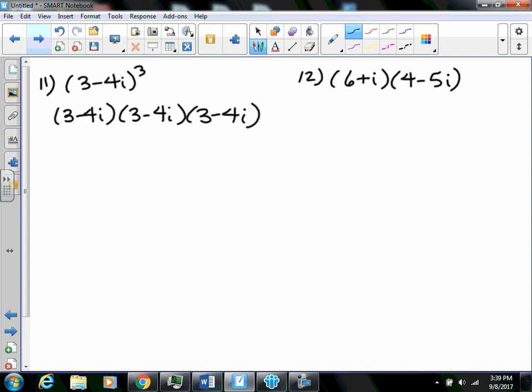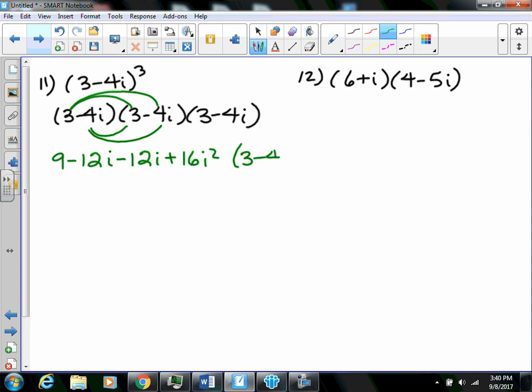So for the first 2, we're going to have 3 times 3. That equals 9. Then I have 3 times negative 4i. That's a negative 12i. Negative 4i times 3 is another negative 12i. And negative 4i times negative 4i is a positive 16i squared. And all of that is going to be multiplied by 3 minus 4i.